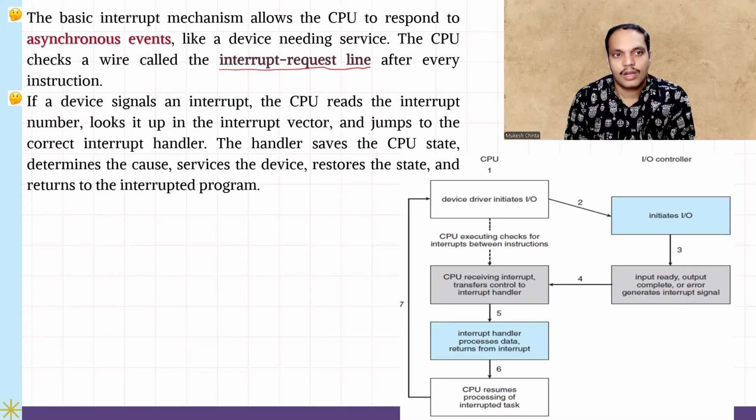a service. Now, if a device signals an interrupt, the CPU reads the interrupt number, that is your interrupt vector, looks it up in the interrupt vector, and jumps to the correct interrupt handler.